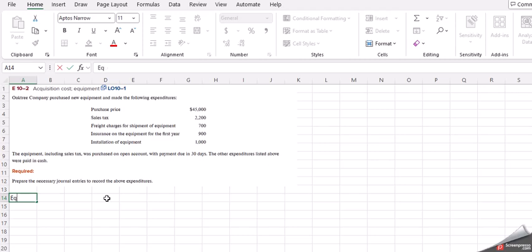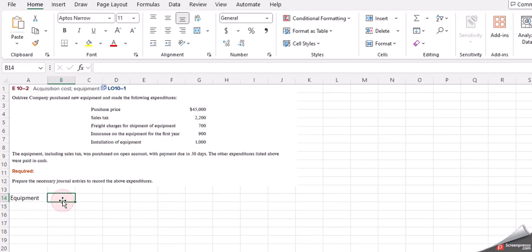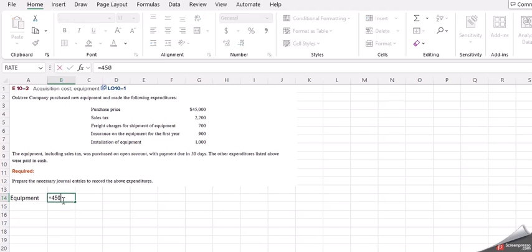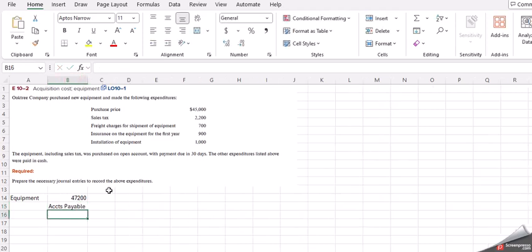So we would debit the equipment for the purchase price and the sales tax. So 45,000 plus the sales tax. And then like they say, that is on accounts payable. I'm going to abbreviate that a little bit. Then all the rest are paid in cash.